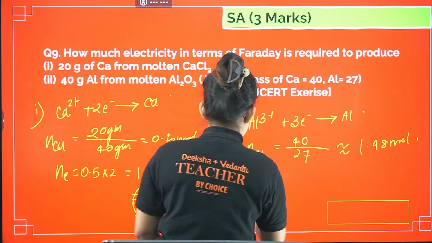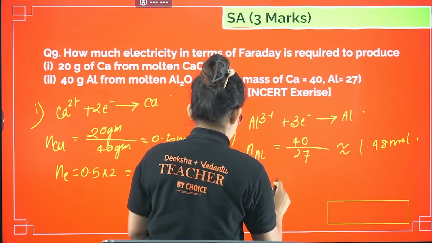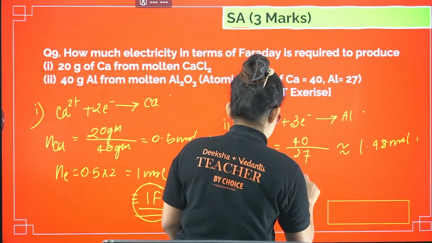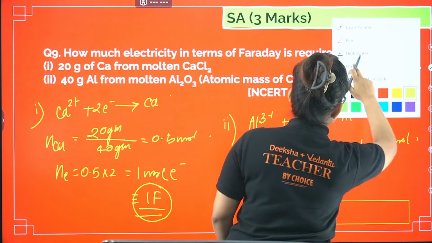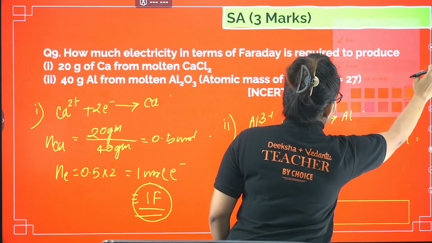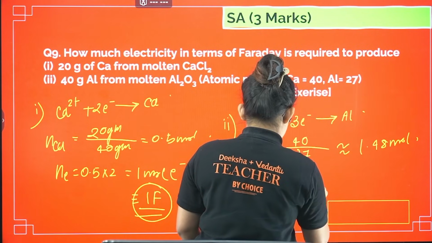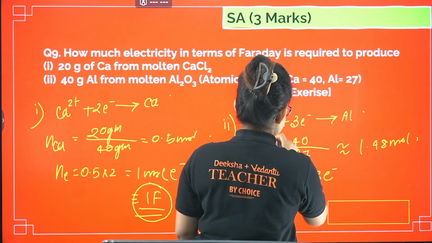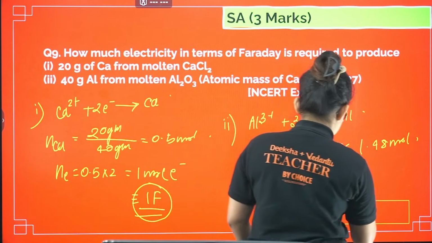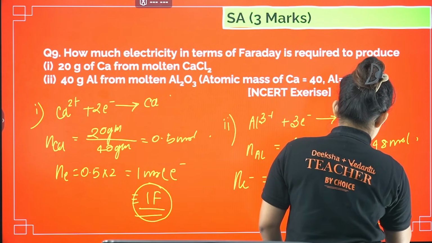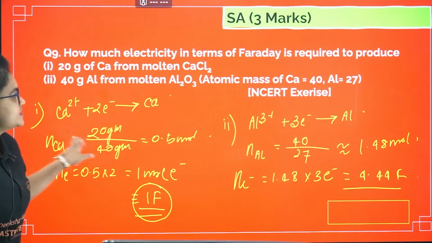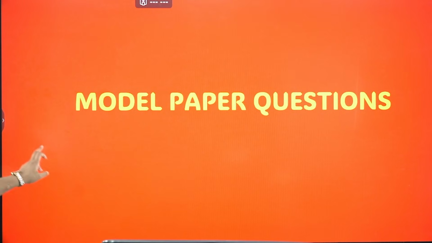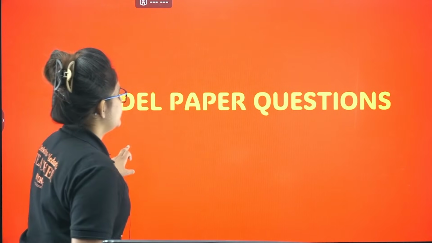Okay, so now simply the number of moles of electron in the same way you can calculate: 1.4815, sorry, what I'm writing, 1.48 into 3 electrons, right? So from here you will get something like 4.44 Faraday. Okay, I guess this is clear to you. Let's proceed. Here we will discuss some model paper questions.